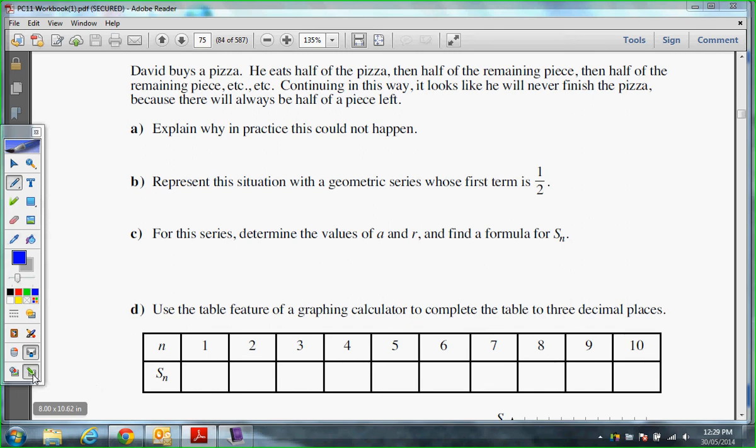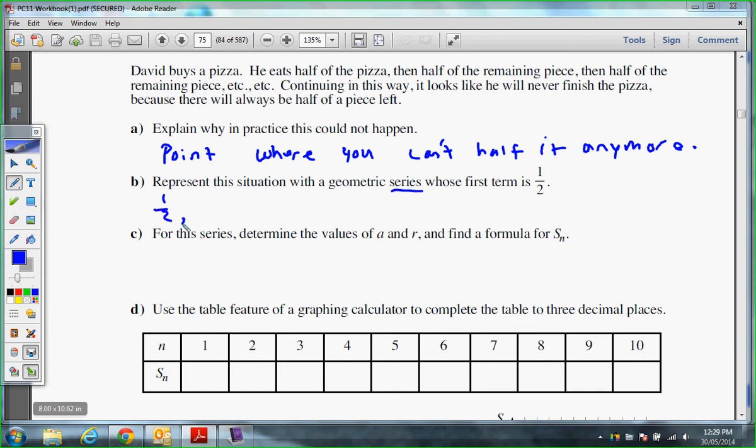Well, you're going to get to a point where you can't half it anymore. In terms of, like, realistically. Okay. Represent the situation of the geometric series whose first term is 1/2. So since it says series, I want to make sure I put a plus sign. So it's 1/2, then it's going to be plus 1/4 plus 1/8. So I'm going to keep halving it. Plus 1/16 plus, and etc.